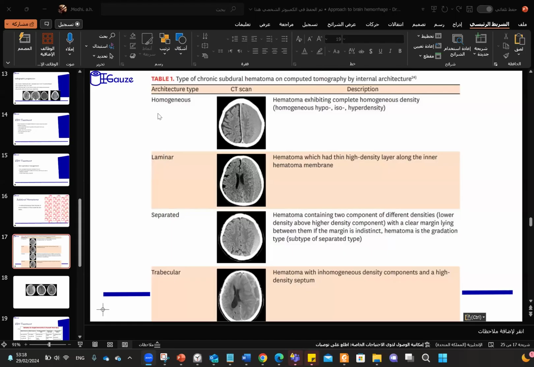Sorry, I think it was disconnected. Doctor? Yes, we lost the connection for the screen share. We cannot see the screen. Can you see now? Yes, now we can see it.